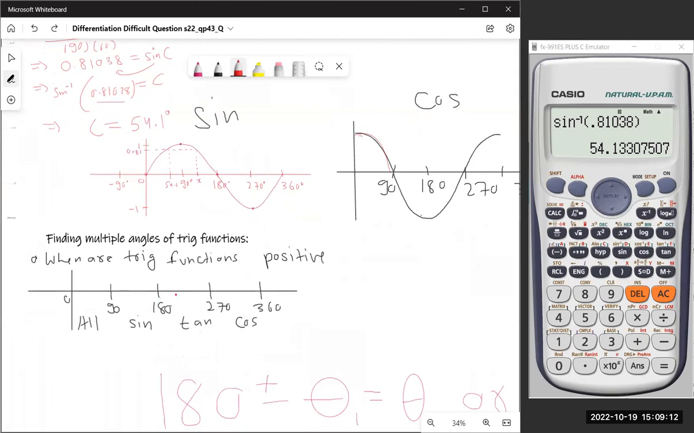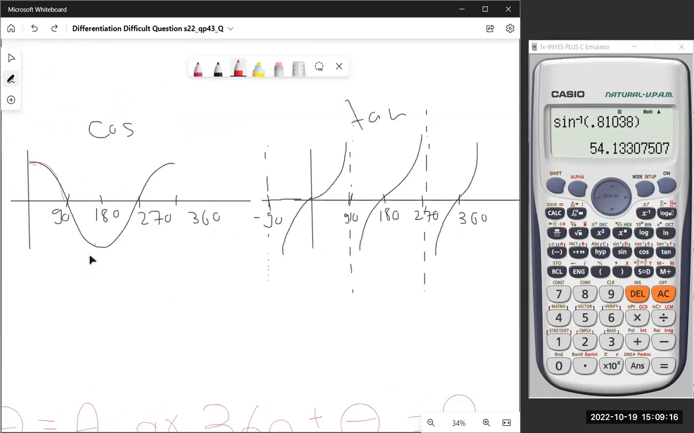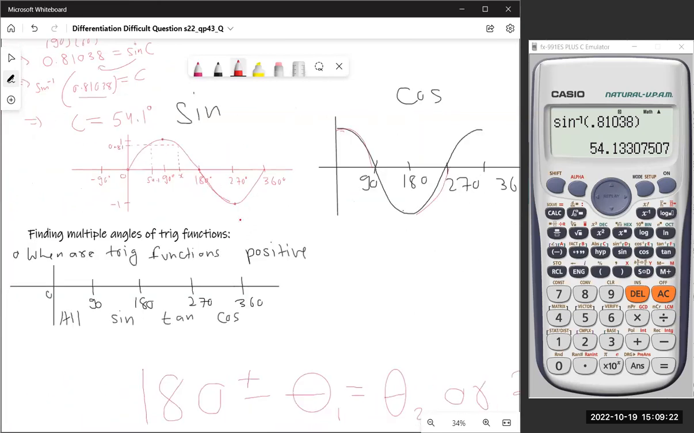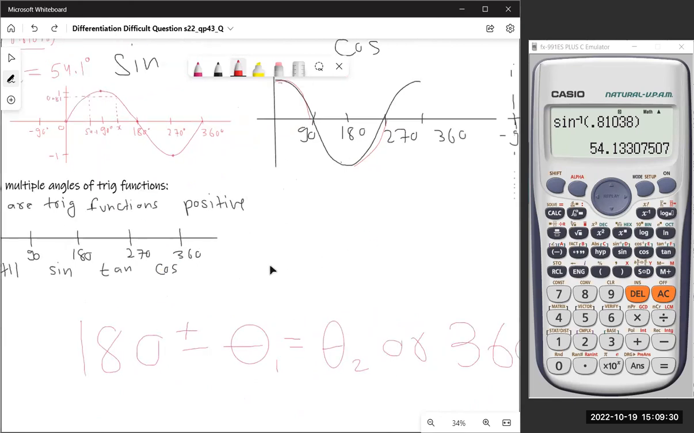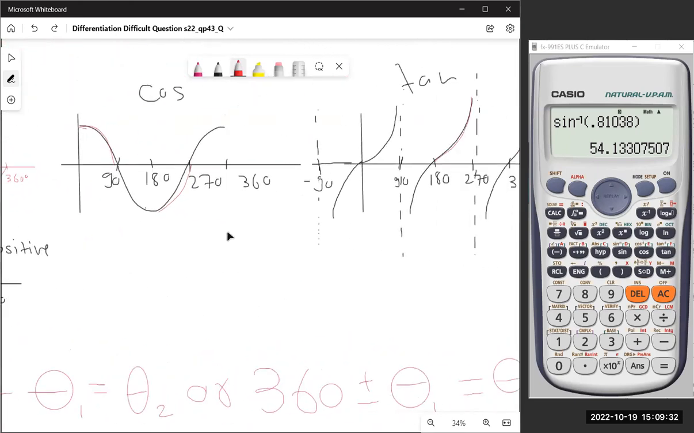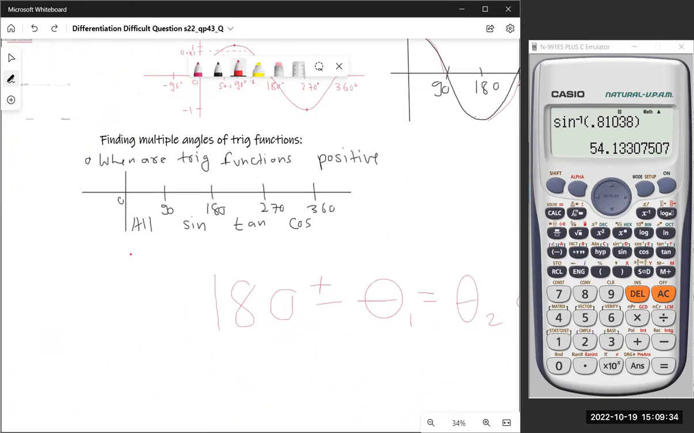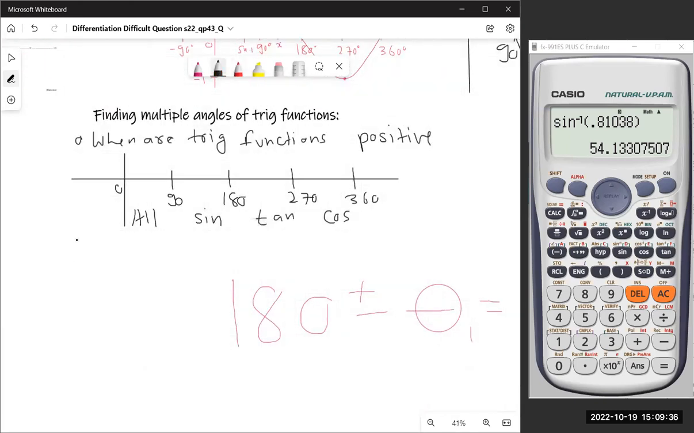Again, from 180 to 270, only tan is positive, everything else is negative. Tan from 180 to 270 is going above, but cos is below, and sine is also below. So negative. Next thing we need to realize is from 270 to 360, only cos is positive, everyone else is negative. Fine. Now below this, write this as well.